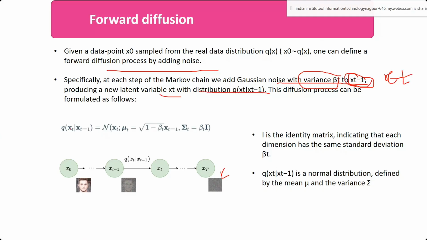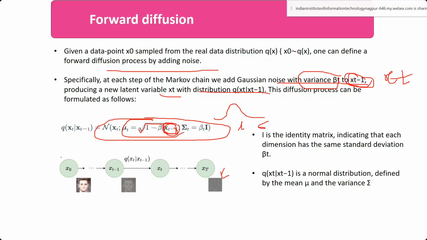This diffusion process can be formulated like this. You have the xt minus 1 image, and it is in a probabilistic form, a distribution, and these are the parameters of that distribution. You take the image and do some multiplication with the square root of 1 minus beta t. That means you are taking the image and adding noise to it, and in that way you have mu and sigma defined. That is how you get the distribution of this data, by this formula. Here I is the identity matrix.